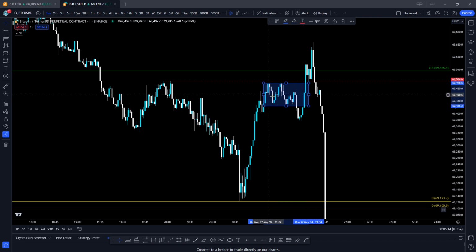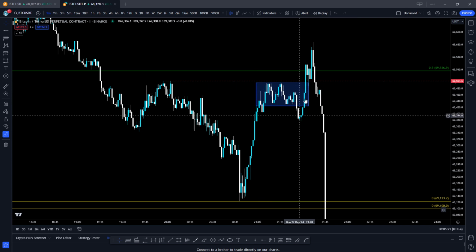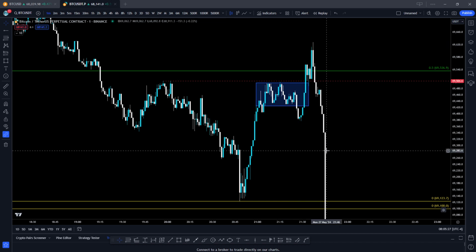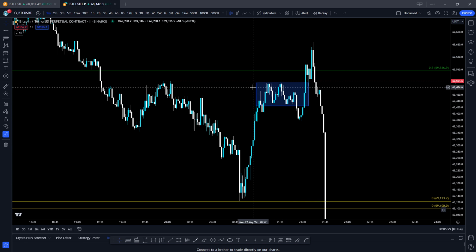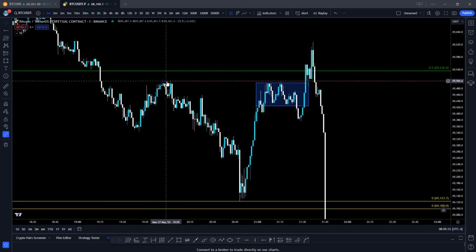This happens so often. This consolidation, push down, push up. This is almost always a run on liquidity that will reverse. Your consolidation, bumping up against old highs, bumping up against your buy side liquidity.